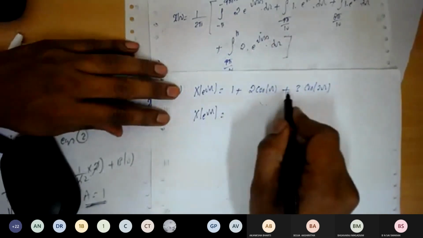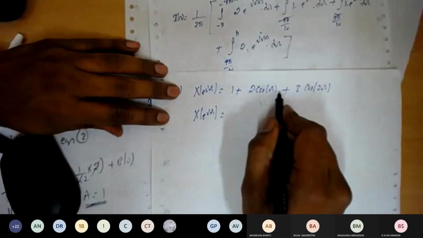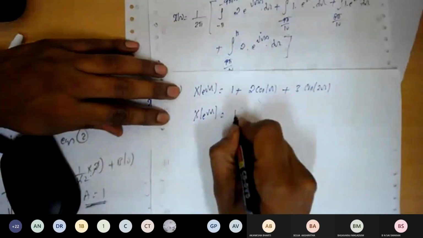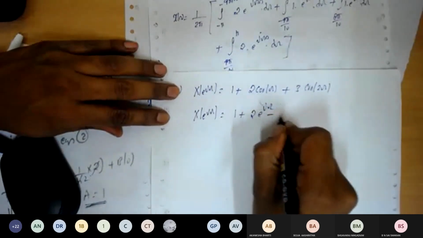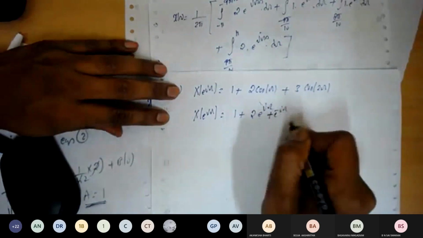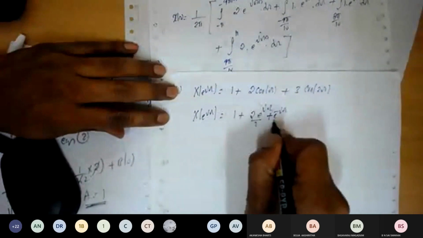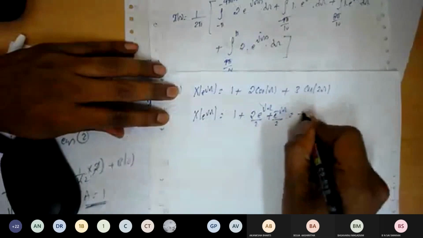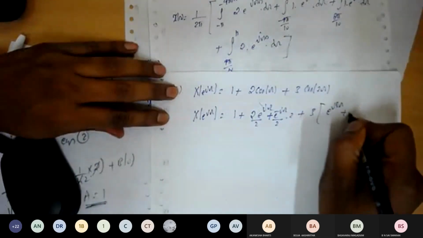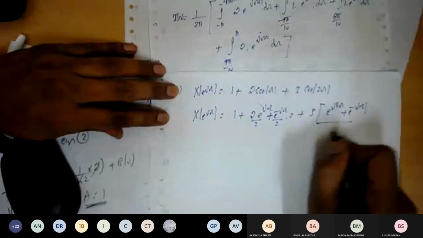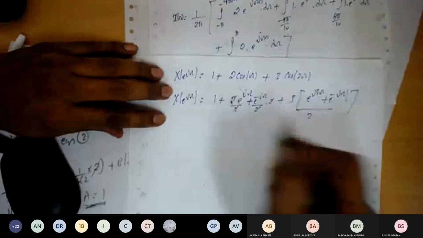In order to find the inverse DTFT, I can express the cos function as e to the power of j theta plus e to the power of minus j theta divided by 2. So we'll express it like this. So 2 into e to the power of j omega plus e to the power of minus j omega divided by 2, and 3 into e to the power of j2 omega plus e to the power of minus j2 omega divided by 2. Here this 2 gets cancelled.